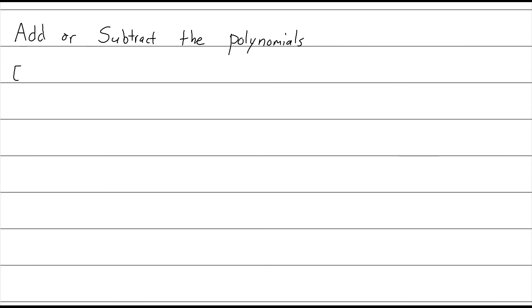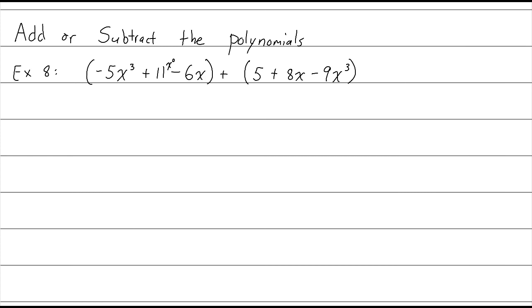So the instructions here are to add or subtract the polynomials. All right, so example number 8. We have negative 5x to the third plus 11 minus 6x, plus 5 plus 8x minus 9x to the third. Okay, so I'm adding these two polynomials. They are polynomials, right? Positive whole number exponents. Here's a 3, x to the 0 is technically here. That's a 1 there. Okay, so everything's good. Same thing here. This is x to the 0, first power, and then 3. So no worries there.